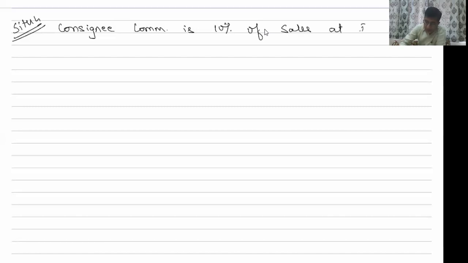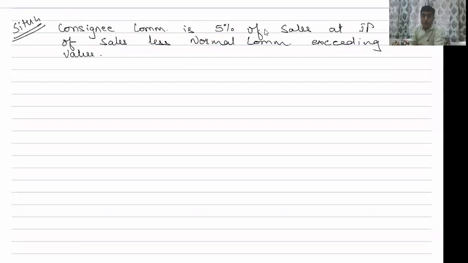Let's talk about the next situation now. Situation 4. Consignee's commission is 10% of sales at invoice price and 1/5 of sales less normal commission exceeding, no, this is not 10%, this is 5%, exceeding invoice value. Again, invoice value only of goods sold.